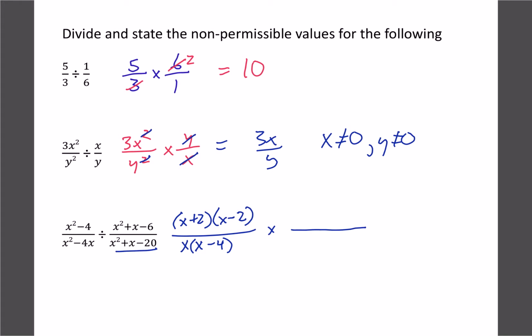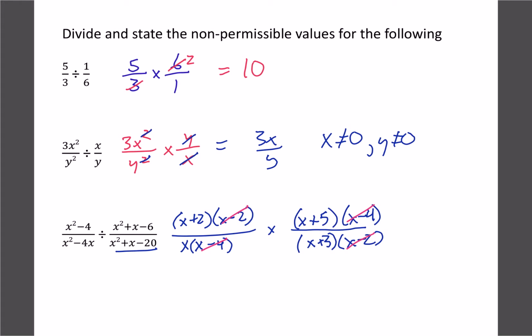Let's factor the bottom one first. So that'll be 5 and negative 4. And then factor the top one, we get 3 and negative 2. And that's it. So we got everything factored. We're ready to cancel. So minus 2, minus 2, minus 4, minus 4.